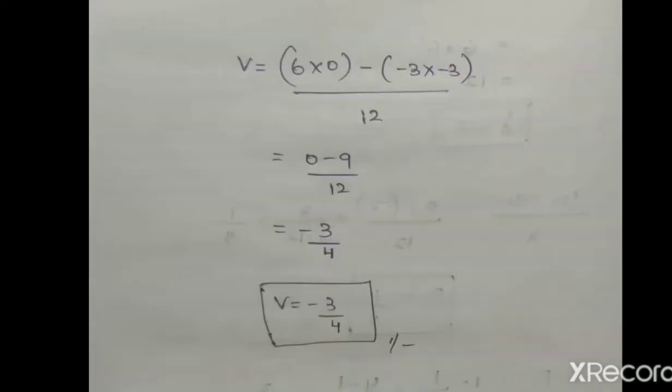Finally, we have to come to the V value. That V is (A11 A22 minus A12 into A21) divided by lambda. So substitute the values: 6 into 0 minus 3 into minus 3, divided by 12. Any value you multiply with 0 is 0, so 6 into 0 is 0. Minus will be as it is. Minus 3 into minus 3 is plus 9. So minus 9 divided by 12 is your value of the game. You have to simplify this: V is equal to minus 3 by 4.